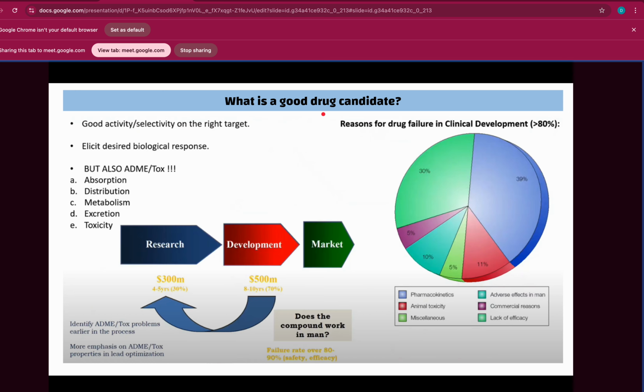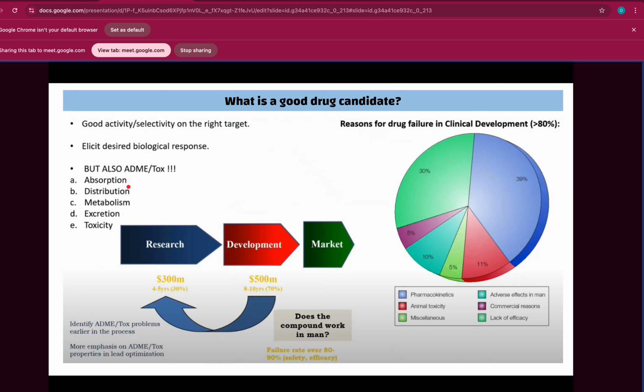Now how to select which drug is a good candidate? There are certain properties which need to be checked. It should have good activity or selectivity on the right target, and it should elicit the desired biological response, but it should also follow the ADMET properties.